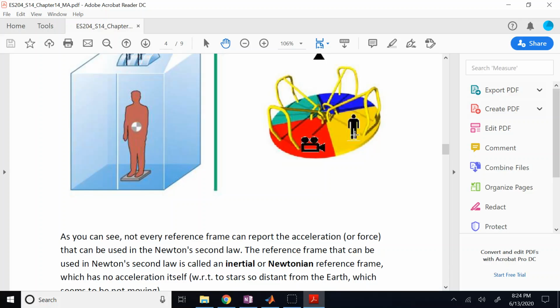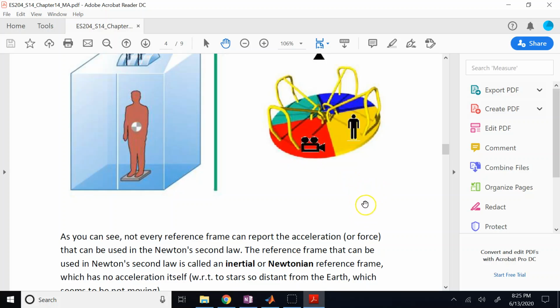Yes, the answer is none, because this person is always in the same position relative to this camera. And this position, the distance and the angle, never changes as long as they don't move on the wheel, they stay in the same place. This is not going to measure anything. This is not going to see anything. If it could measure acceleration, it would report 0.